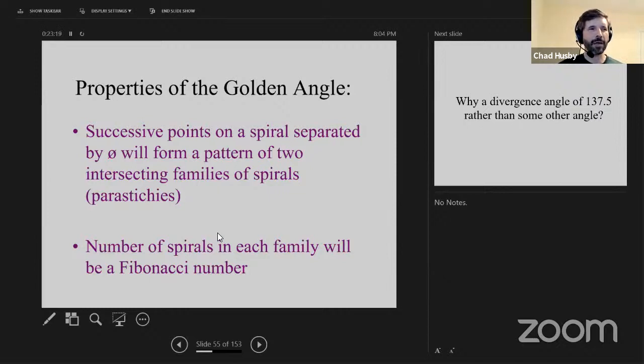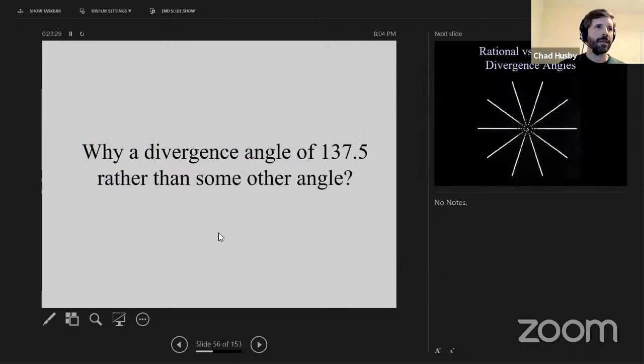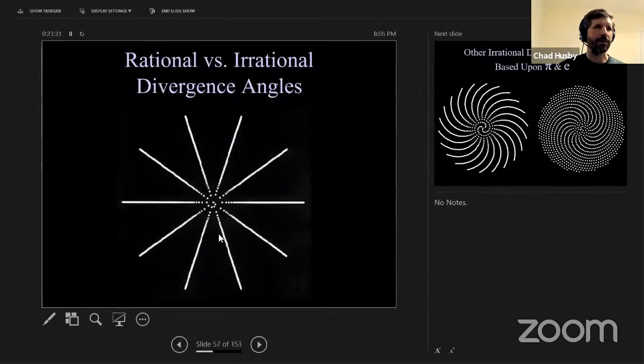So basically, we're down to trying to explain why that angle appears between new plant structures, because that gives us the Fibonacci numbers. So that's why that angle. Well, one way to look at this is to first get some intuition about why this angle might be so important, is to look at what other angles produce in arranging plant structures.